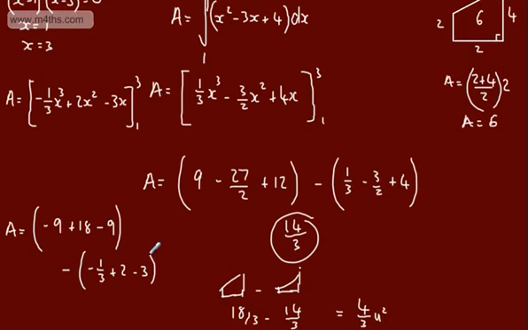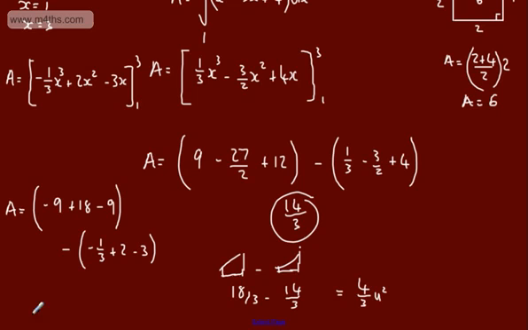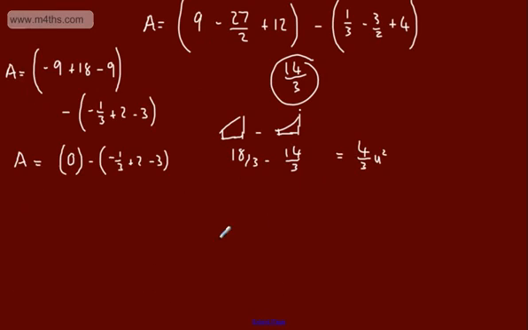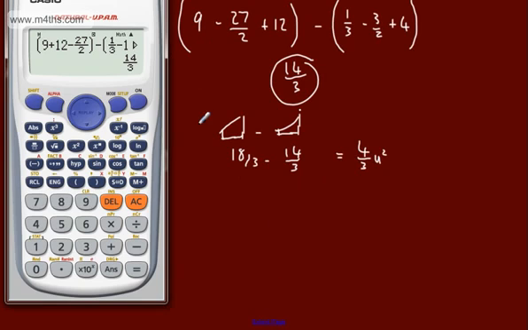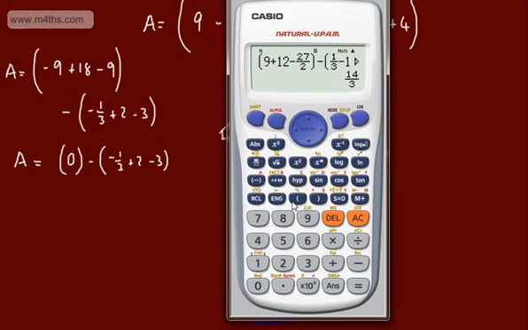So if we look at that one, that first bracket is going to cancel out, and the area is given to be now 0 minus the quantity minus 1/3 plus 2 minus 3. Okay, I'm being a bit lazy. Let's put that through a calculator, and hopefully it's going to be 4/3. So let's go ahead and do that.